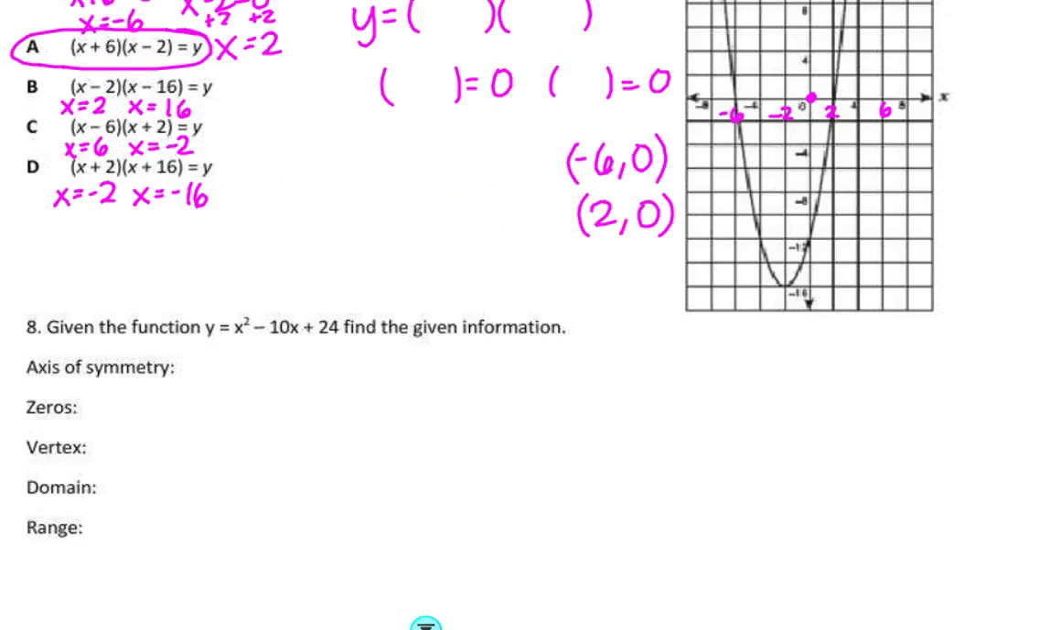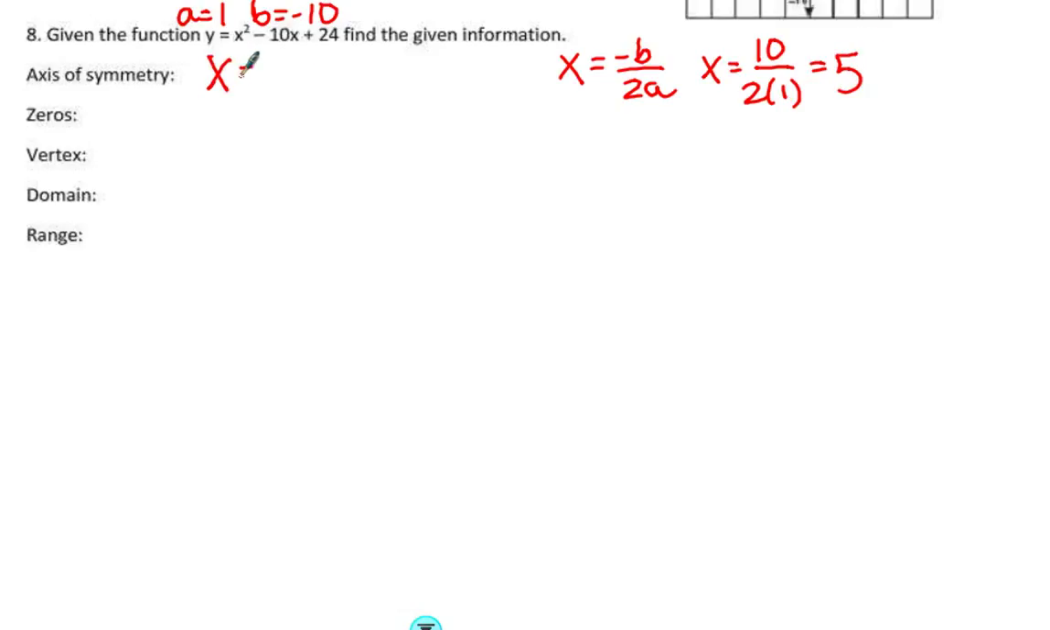And then our last one is number 8. Given the function y equals this, find the given information. I'm going to do all of this one by hand. It's pretty easy. To find our axis of symmetry, remember we have our formula, x equals opposite b over 2a. Our b value here is negative 10, and our a value is 1. So opposite b, I have negative 10, so now it's positive 10 over 2 times 1. 10 divided by 2 is 5. So that's my axis of symmetry.